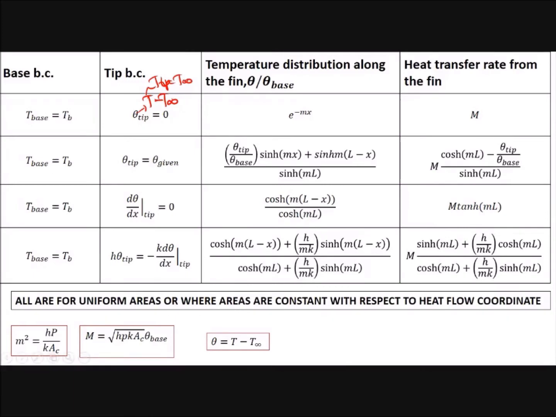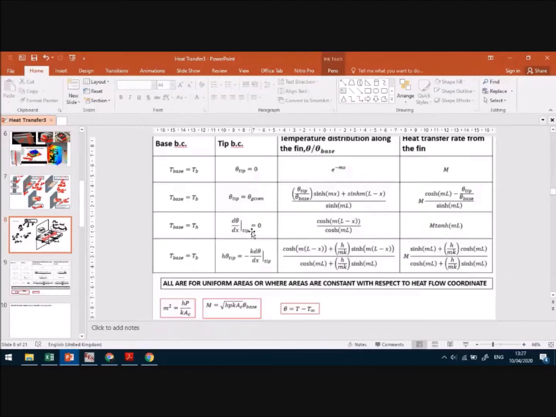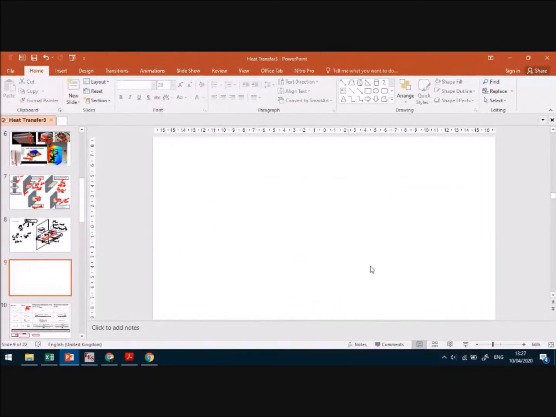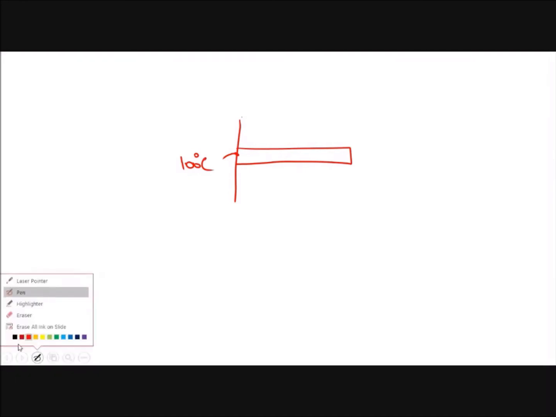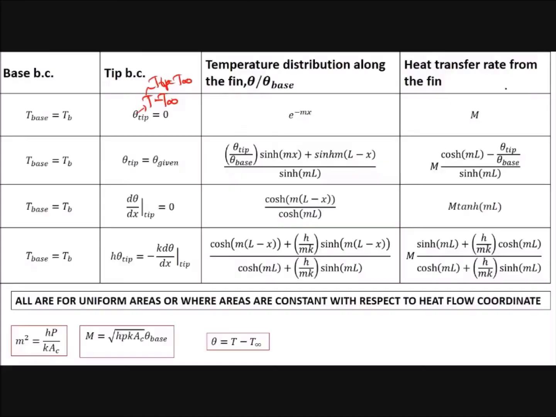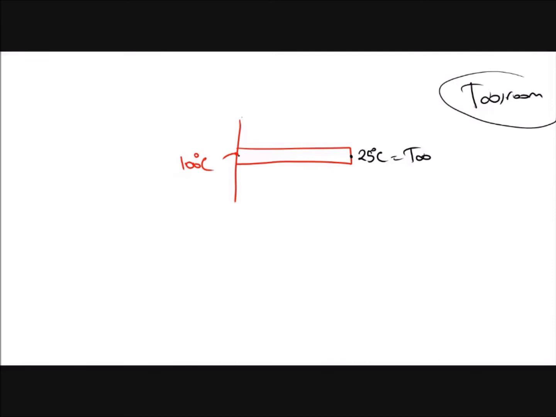T infinity means, if I add another slide here, if this is the fin, this is the surface or base that we have attached the fin to. Here you have the base temperature, let's say 100 degrees Celsius. This is a different color here. So here the temperature is T infinity, 25 degrees Celsius. I assume T infinity of the room.